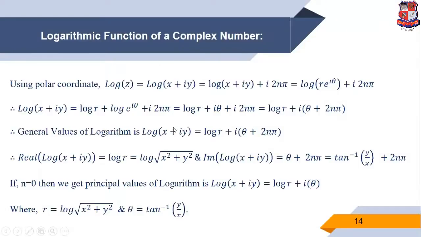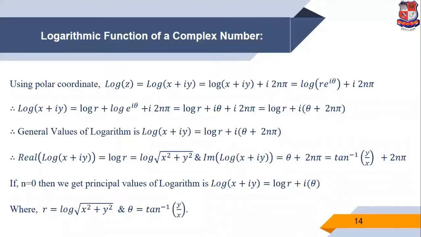And the imaginary part of log(x + iy) is theta plus 2n pi. Theta, we know, is tan inverse y by x, plus 2n pi. Now in the general value of the logarithm, if we consider n equal to 0, then we get the principal value of the logarithm. So for the principal value, we write log(x + iy) is log r plus i into theta.